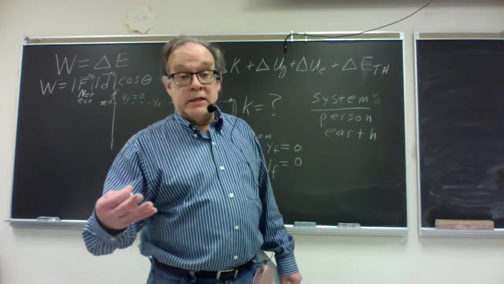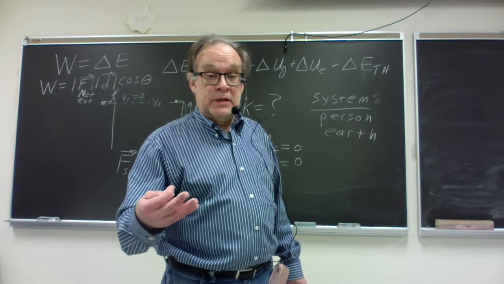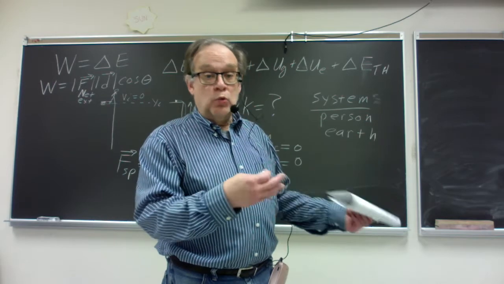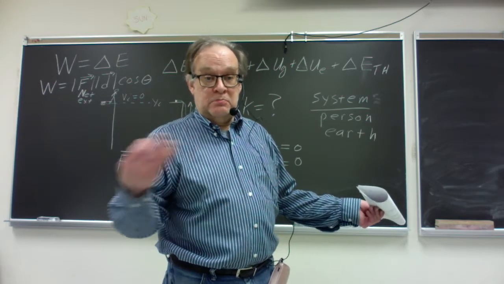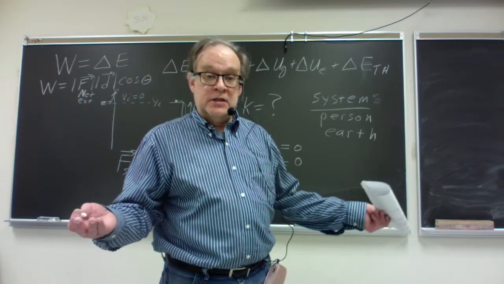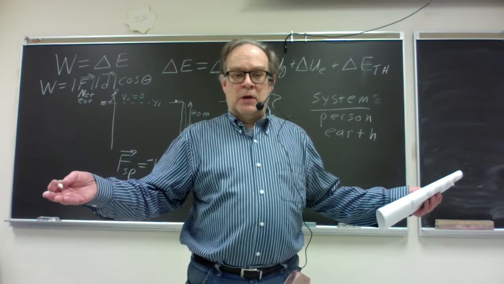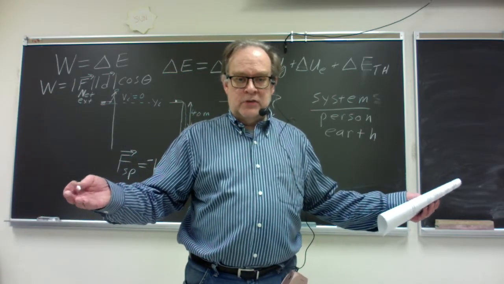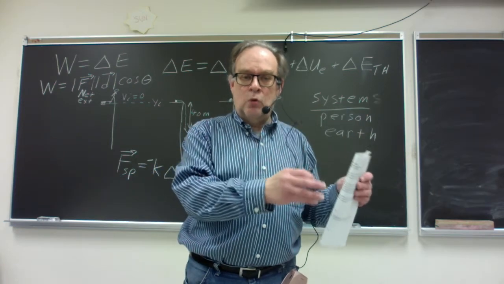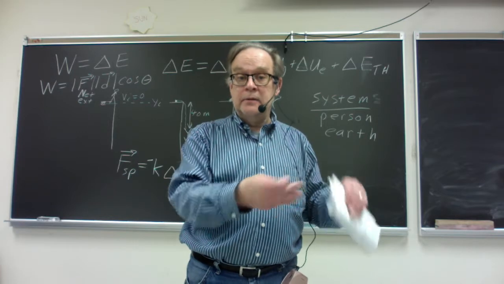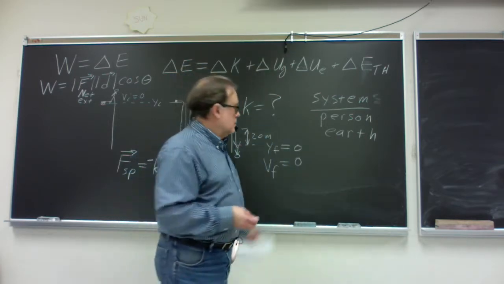It doesn't make any sense to say that gravitational potential energy is in the system when only one of the two objects that share the energy is in the system and the other one is outside. It doesn't make sense to talk about the gravitational potential energy of a system unless both of the things that share that energy actually are in the system. So we include the Earth.